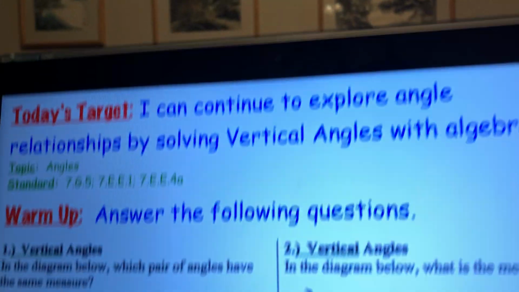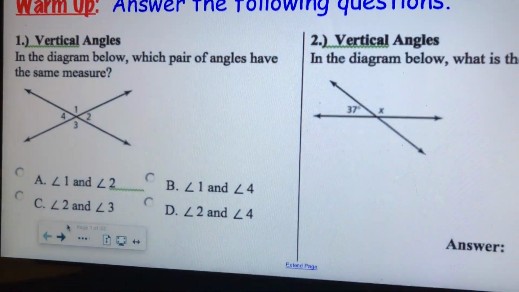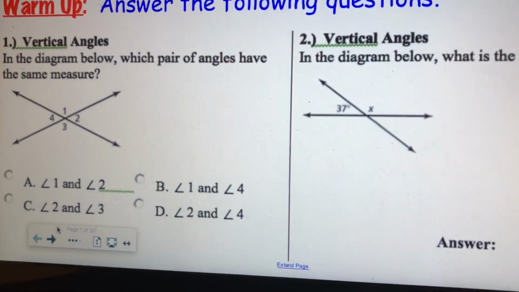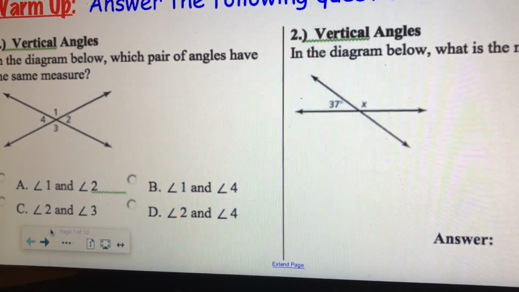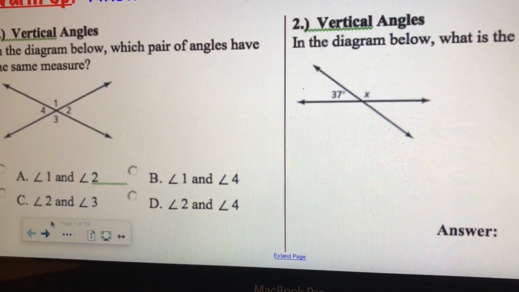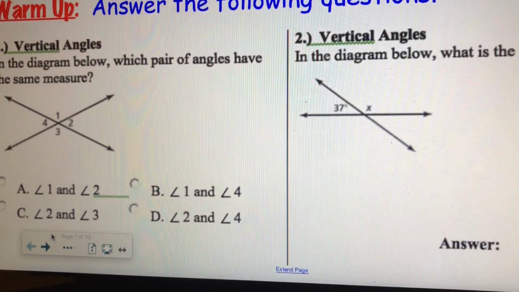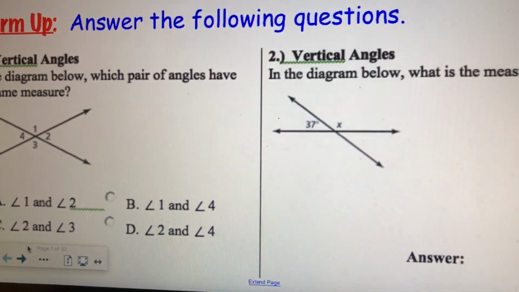So I would look back here at my choices. We said angle 1 and 2, no. 2 and 3, no. 1 and 4, no. But angle 2 and 4, we said yes, they're vertical.